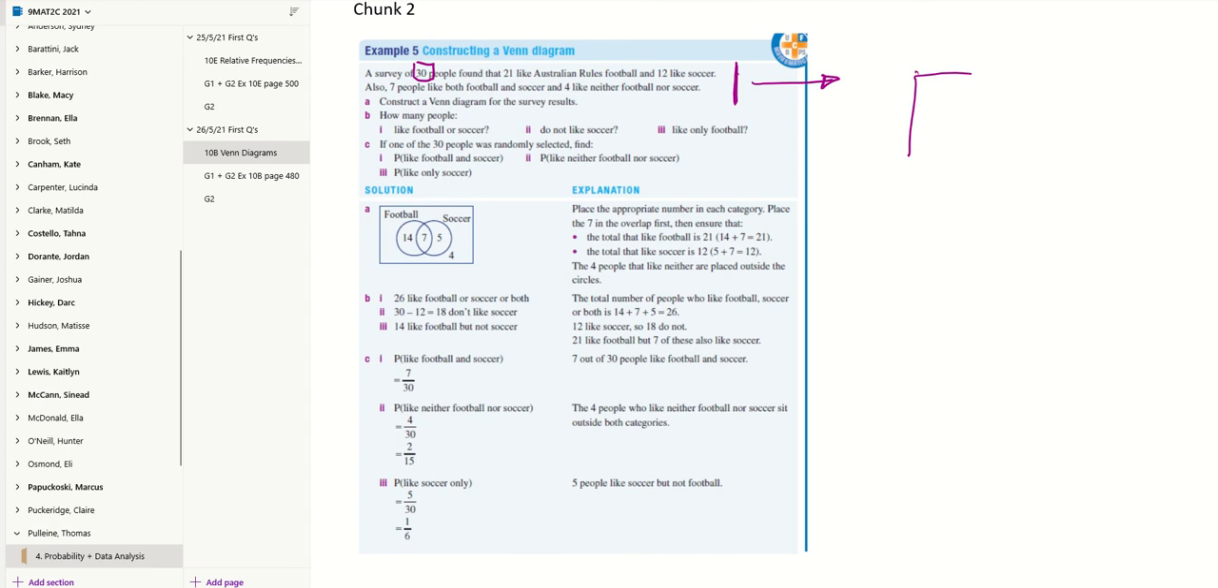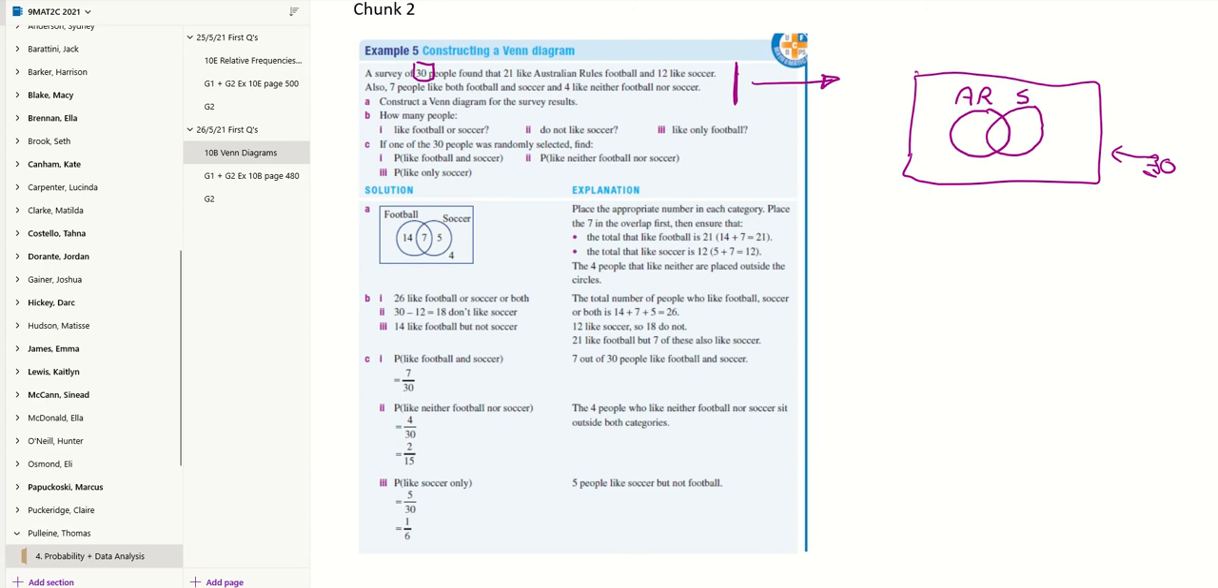So when we do our world, eventually we're going to have 30 people inside there. We need to add up to 30, much like our example with the class. Now it's told us that 21 like Aussie rules and 12 like soccer. So let's do a circle, and I might just put AR on there, Aussie rules. Let's do a second circle. See if you can make the gap where they intersect a bit big so you can fit a number in there easily. We're going to put an S for soccer on there. So it's Aussie rules on the left, soccer on the right.